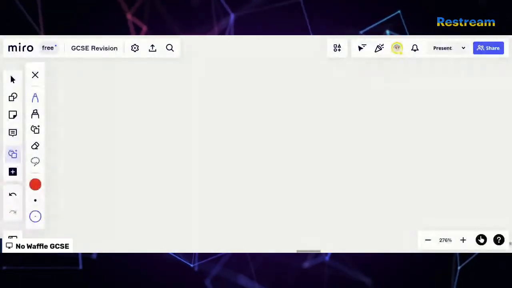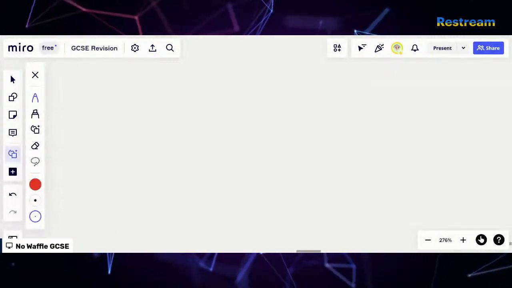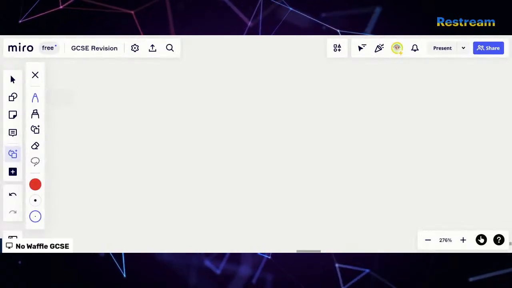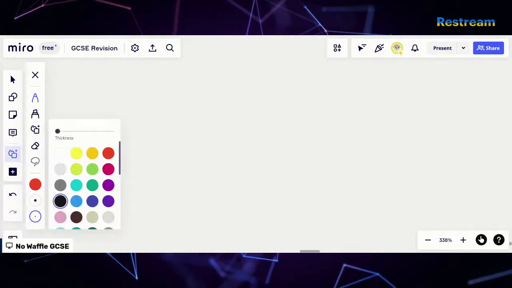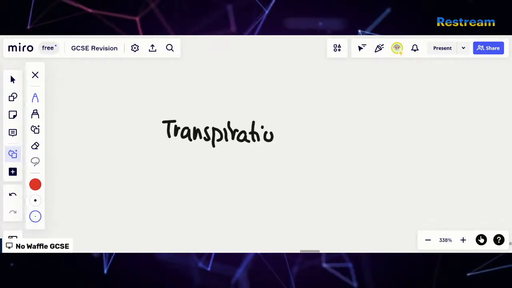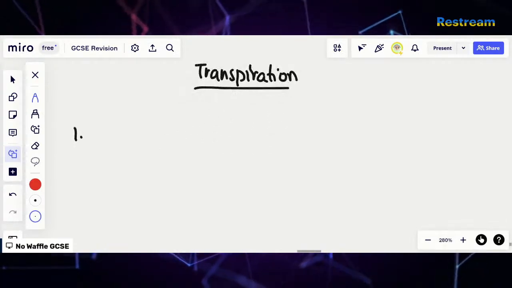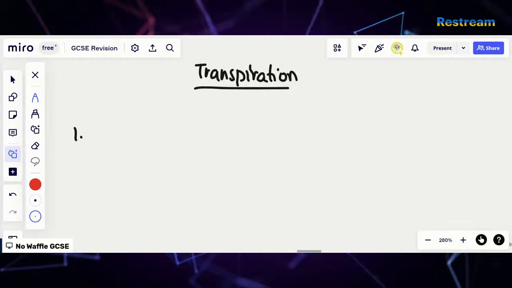Let's move on to the next page. Define and explain the process of transpiration. So let's look at that now. What is the process of transpiration? Okay, let's look at the steps. So firstly, we have to define and explain. So let's define it first.